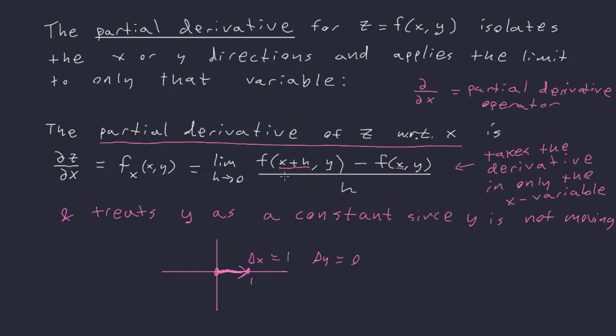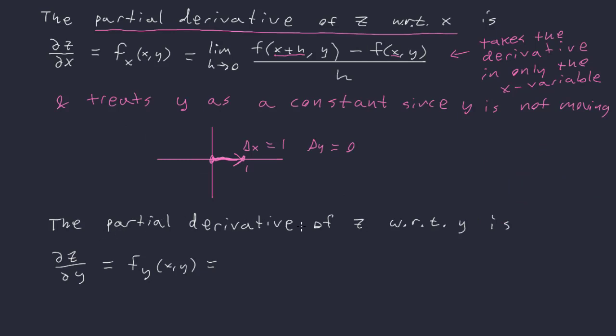Now, that's the partial derivative of z with respect to x. With respect to y, it does the opposite. It takes the derivative with respect to y, but treats x like the constant. Okay, so the partial derivative of z with respect to y, same notation, partial z, partial y, or f sub y, it's going to be the limit as h goes to 0 of f of x, comma, now it's y plus h, right? So we put the plus h in the y variable, right? Minus f of x, comma y, all over h.